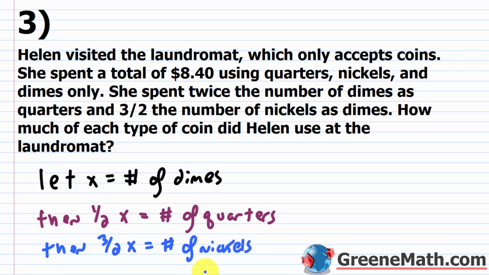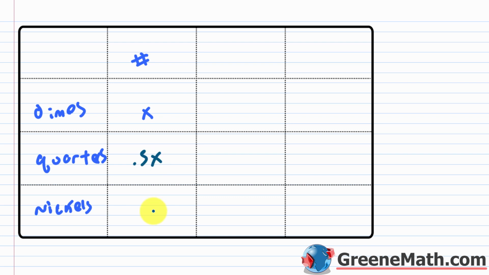Okay, so the first part is done. Again, I'm going to use a table to organize the information. So we have dimes, we have quarters, and then we have nickels. Again, I'm going to stick with the number. I modeled this one with X, and this one with 1/2 X. Because we're going to be working with decimals, I'm just going to put 0.5X. You can keep it as a half if you want, but I think it's easier just to stick with one type. And then with nickels, we had 3/2 X, so I'm going to put that as 1.5X, just like this.